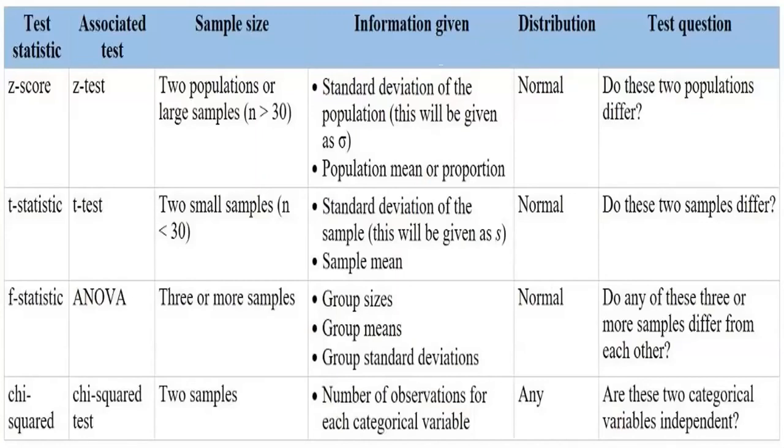Then we have the chi-square test. Chi-square test means what? Here also there will be two samples, and the information given is the count for each categorical variable, and here any sort of distribution can be used. Why? Because chi-square is a non-parametric test, and here we test whether these two categorical variables are independent.